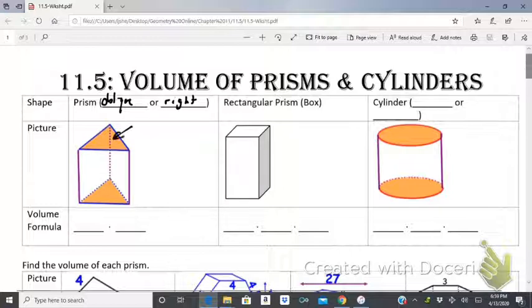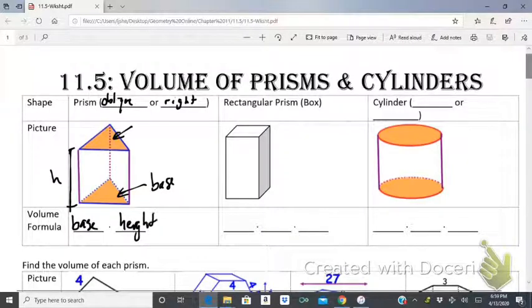This thing right here and this thing right here are called bases. So that one is a base, and the entire length from here to here is called the height. The volume formula for this is base times height. So basically what you have to do is calculate the base, and calculate the height, and then you're done. You multiply them together and that's it. A rectangular prism, this is the length, this is the width, this is the height. It's just length times width times height.